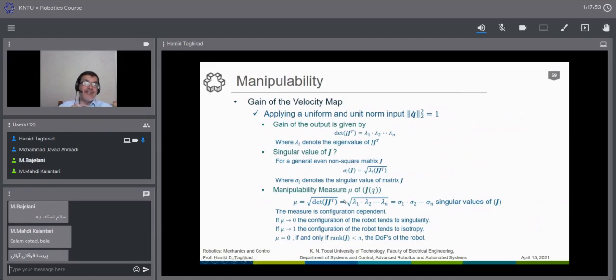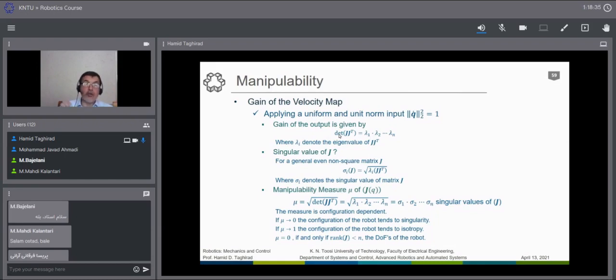We can find a measure for manipulability, which we call the manipulability measure. Consider this determinant, the multiplication of the lambdas. The multiplication of the lambdas will provide a gain for the system. And since this is Jacobian transpose, the people who know linear algebra, and all of you are familiar with it, we have something in a matrix called the singular value, not eigenvalue.